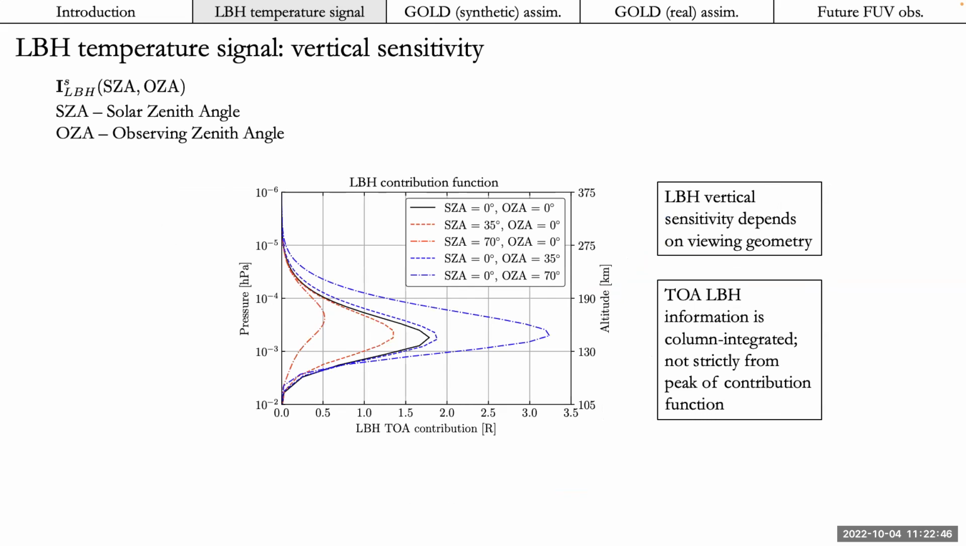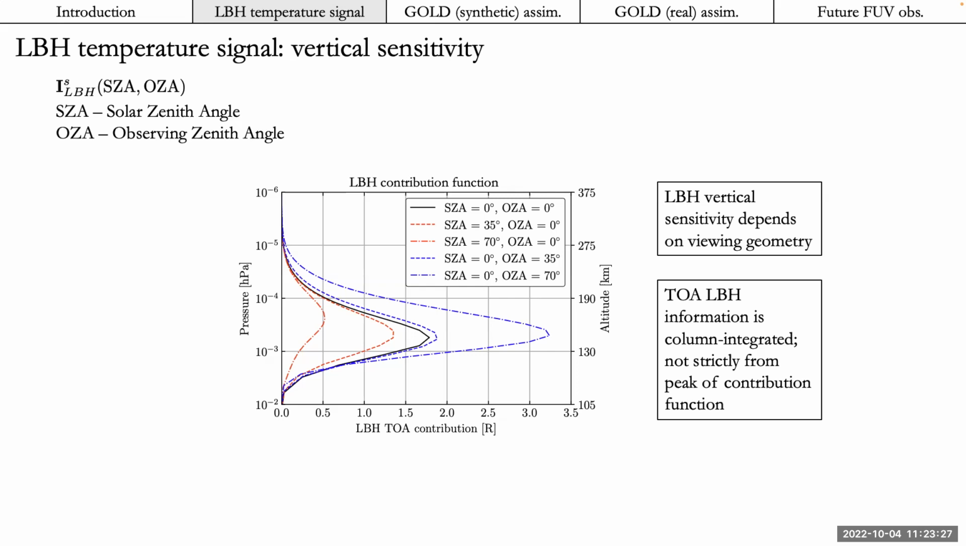So we've established this relationship between our observation and the temperature, but because GOLD is a remote sensing mission, we also need to understand where the observations are coming from in the atmospheric column as a function of viewing geometry. This figure shows the LBH contribution function for four different combinations of solar and observing zenith angles. The contribution functions quantify how much each altitude contributes to the top of the atmosphere observation. You can see that different altitudinal regions are probed with varying viewing geometries, meaning that the peak of the function changes.